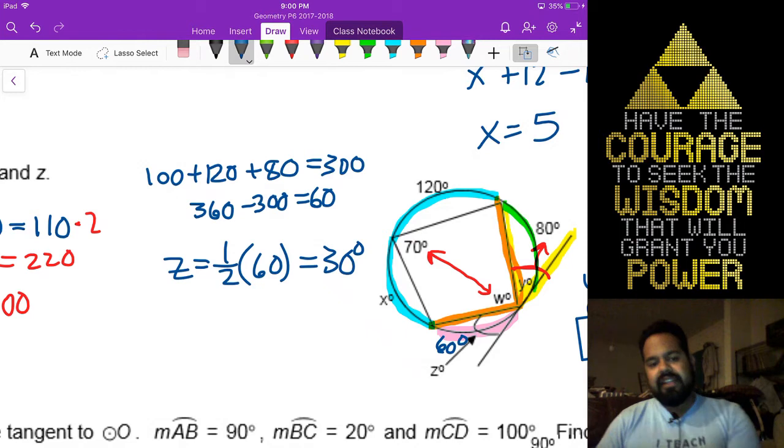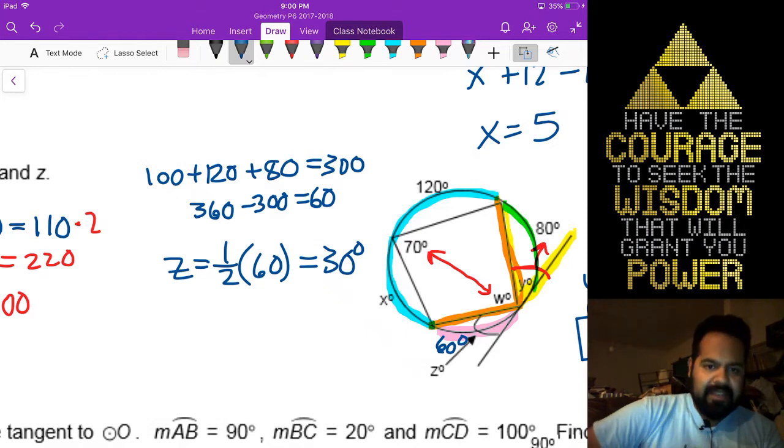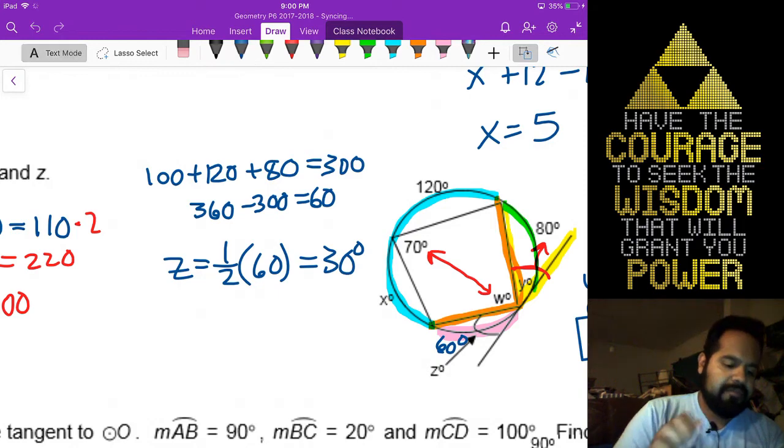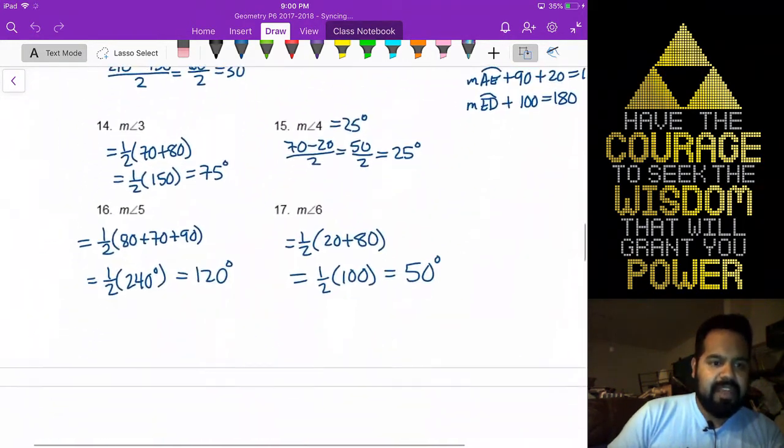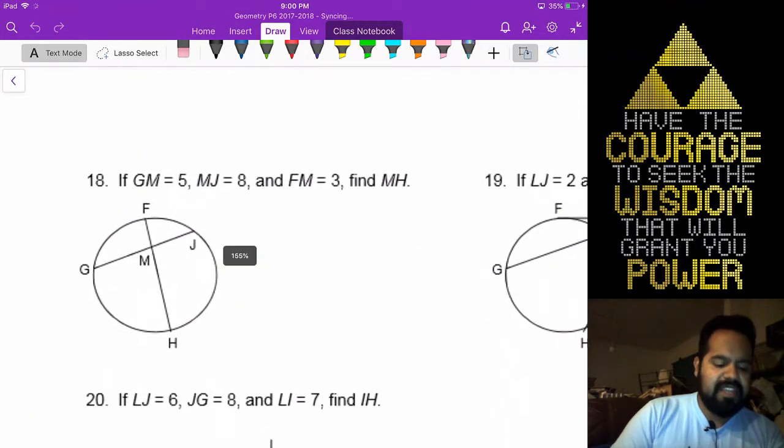Now, technically, there is another way to solve this. I'll leave that to you to show me. That'll be a challenge question for y'all. Let's see here. Let's go ahead and move on to number 13.